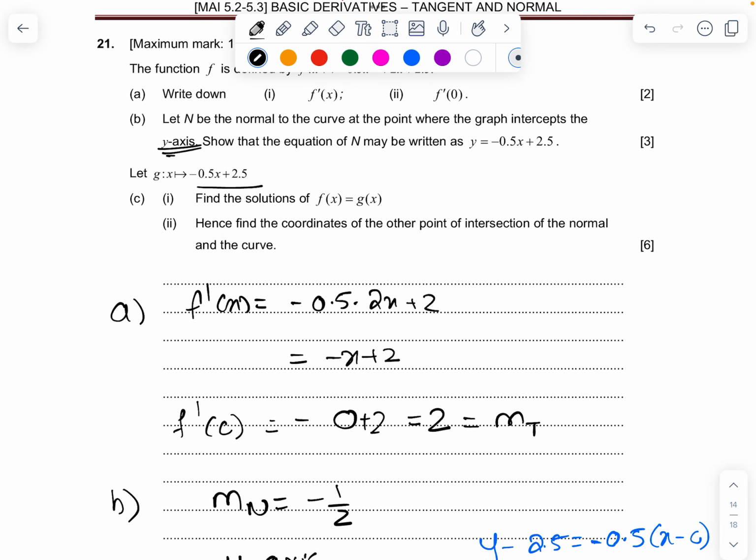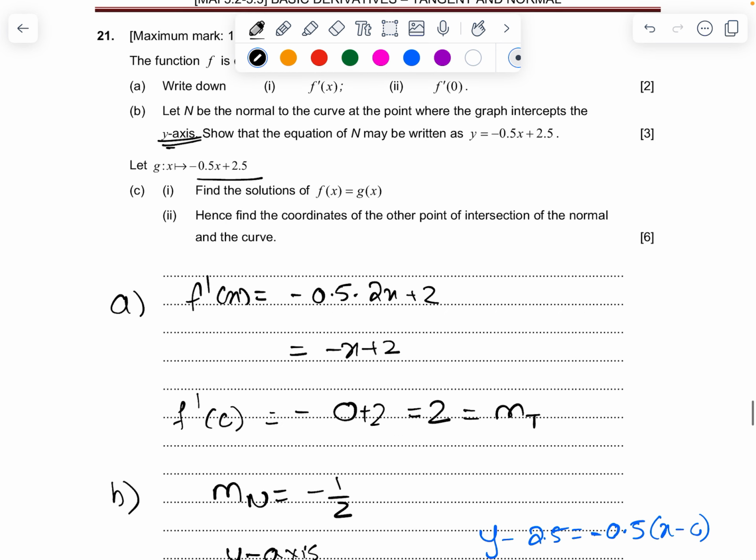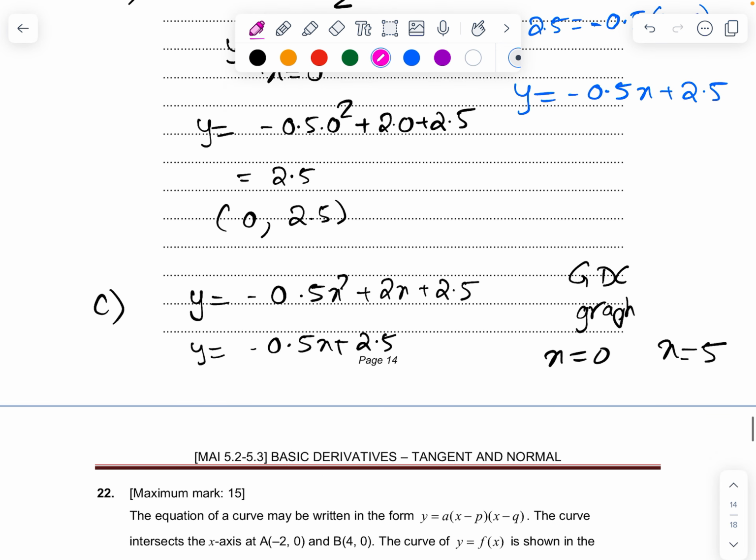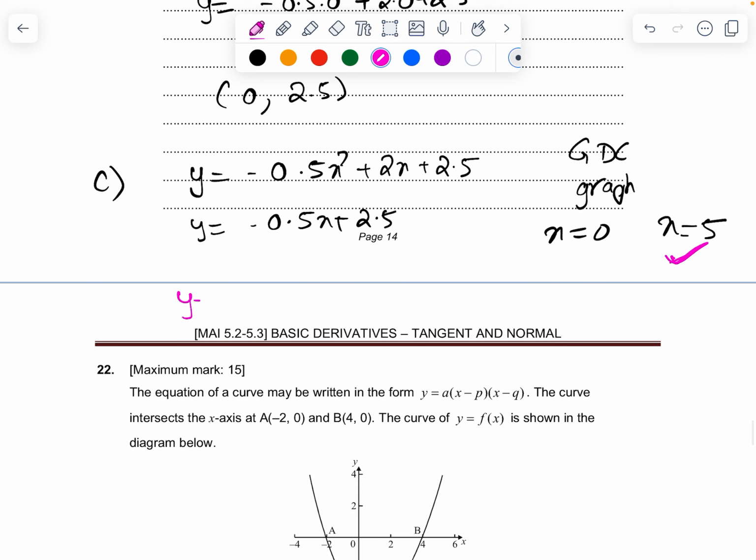Hence find the coordinates of the other points of intersection. So already 0 has been used, so another point of intersection is 5. So substitute that 5 over there. So y equals minus 0.5 times 5 plus 2.5, which is going to be 0. So the point is 5 comma 0.